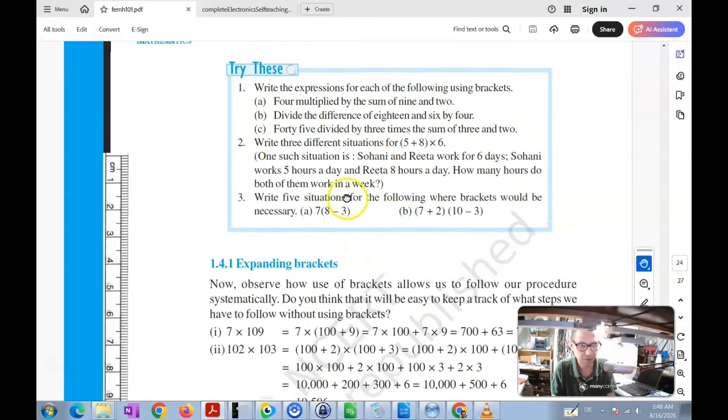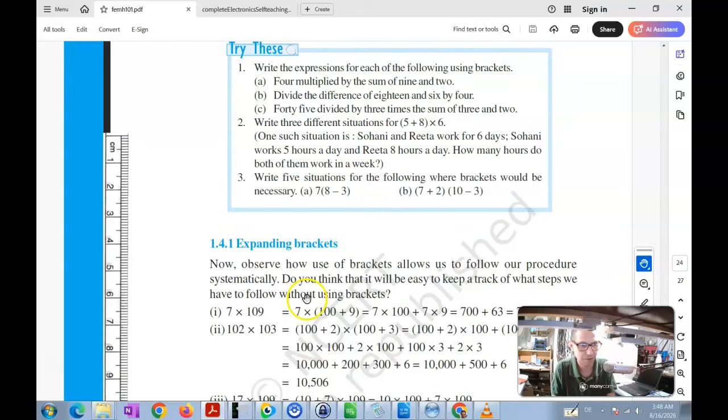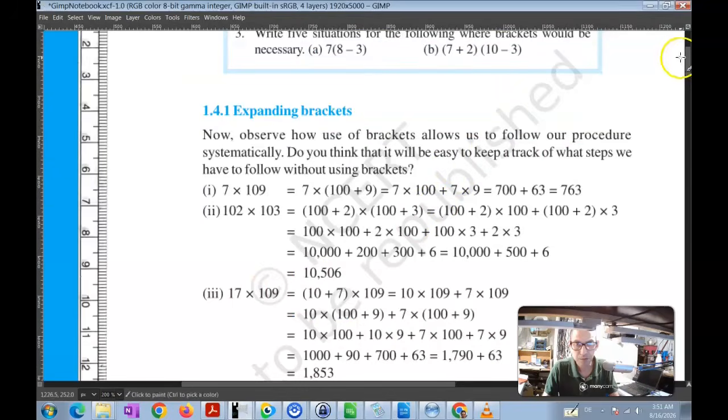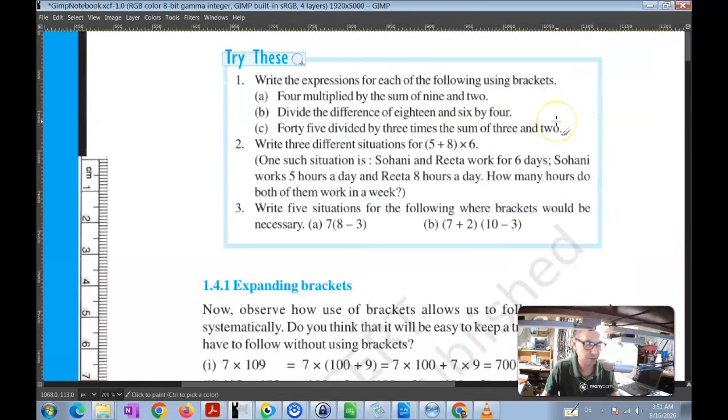Let me bring them into my sheet, and then we will talk about these as well. Okay, so now the first question that we have here, if I can make this a little bit larger, is: write the expressions for each of the following using brackets. You see that over here we have 4 multiplied by the sum of 9 and 2.